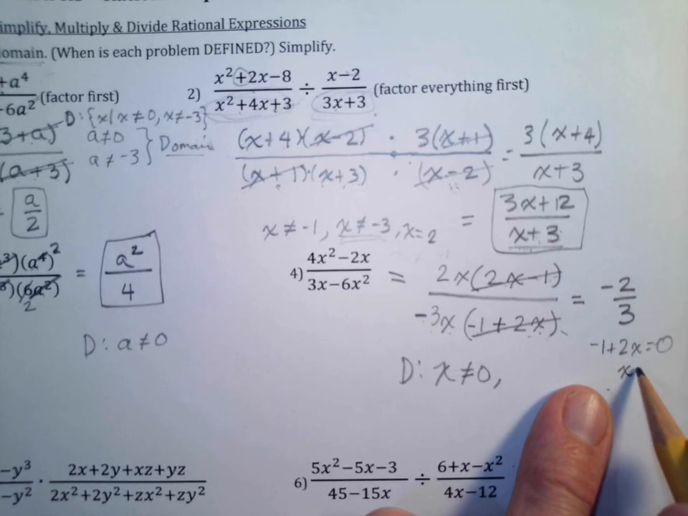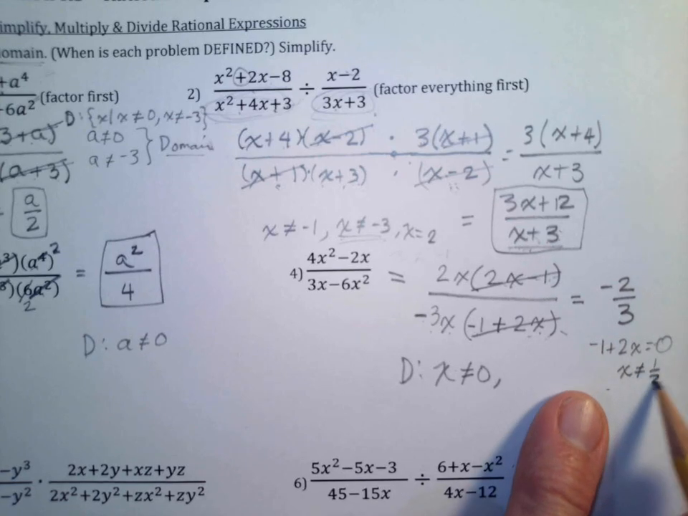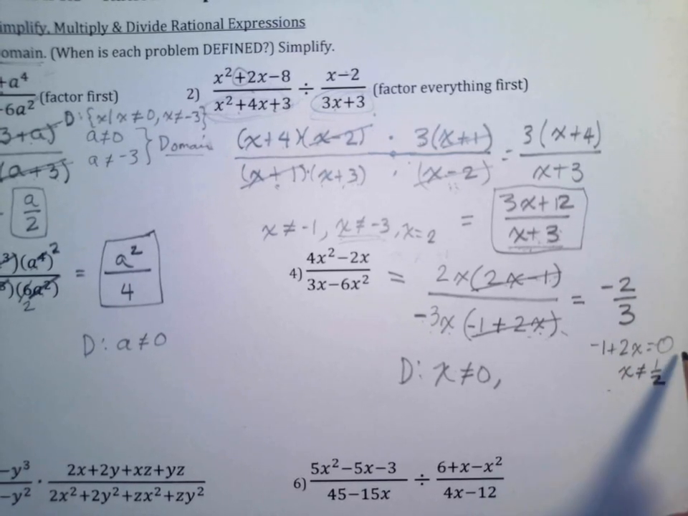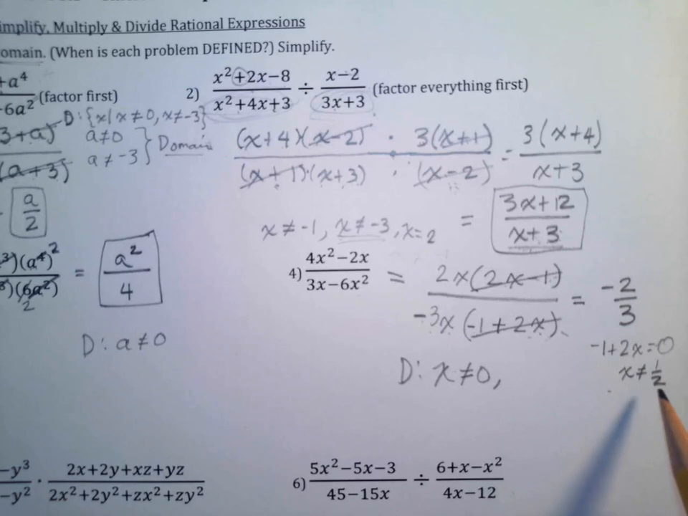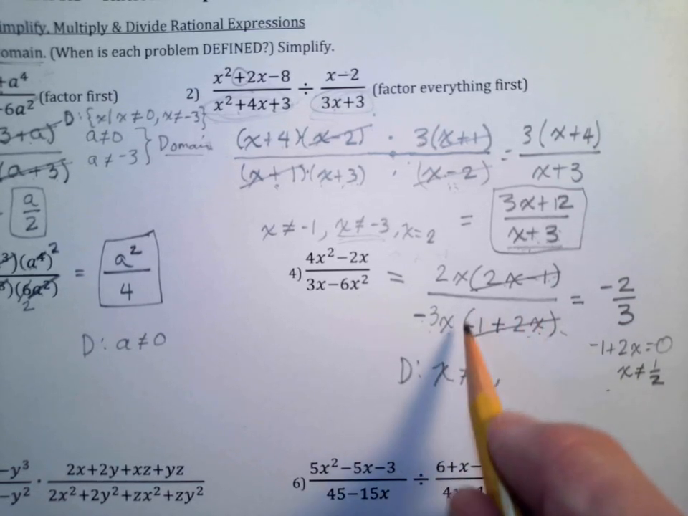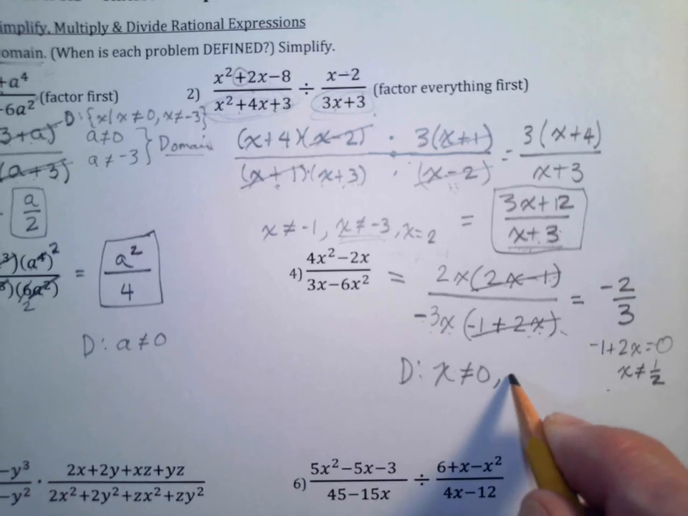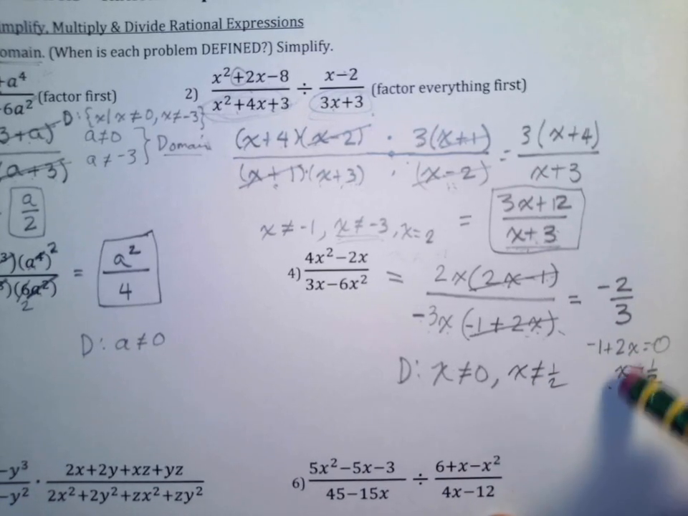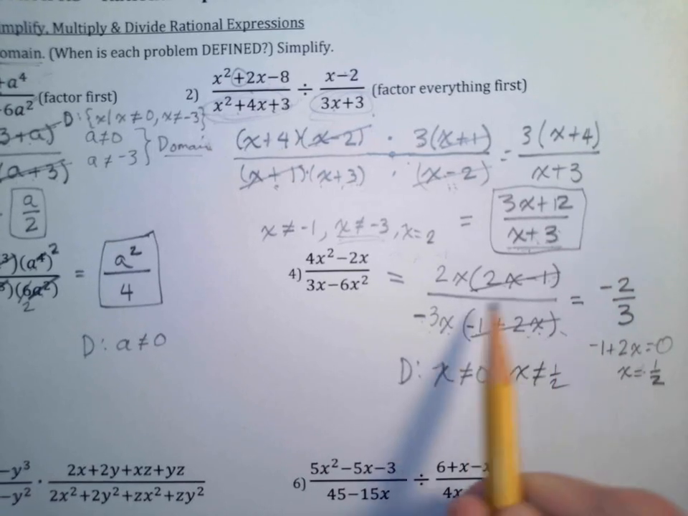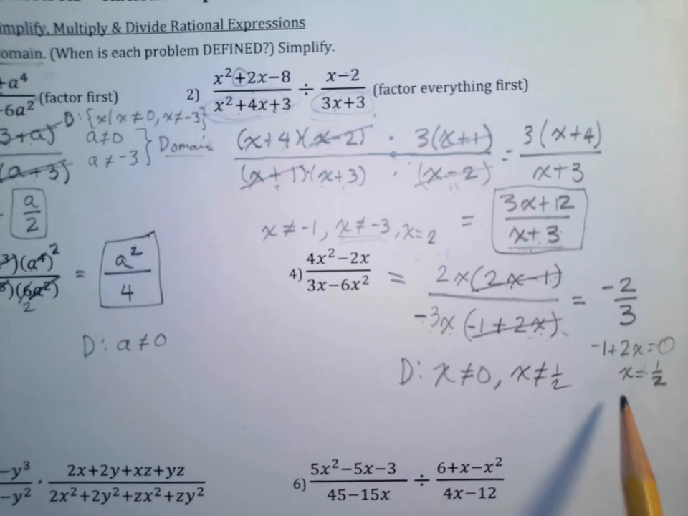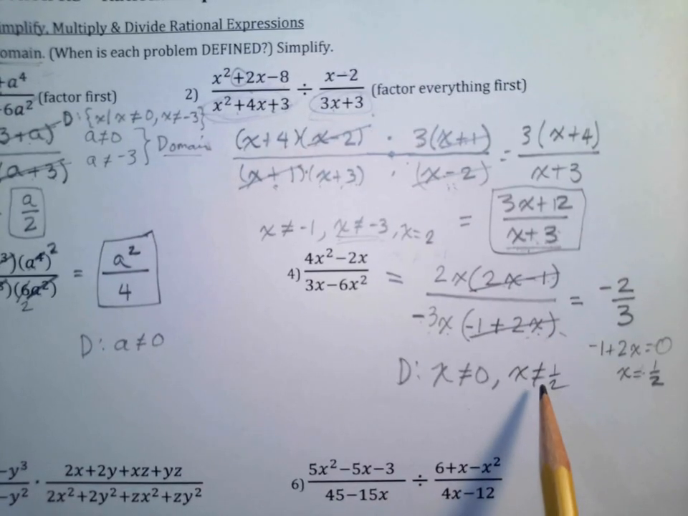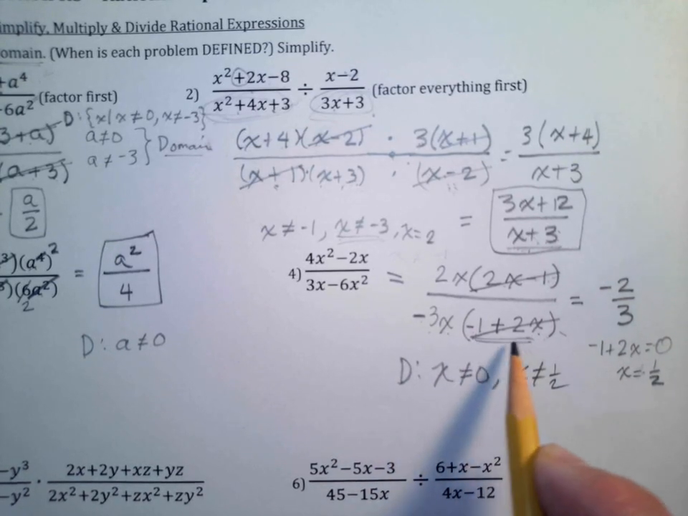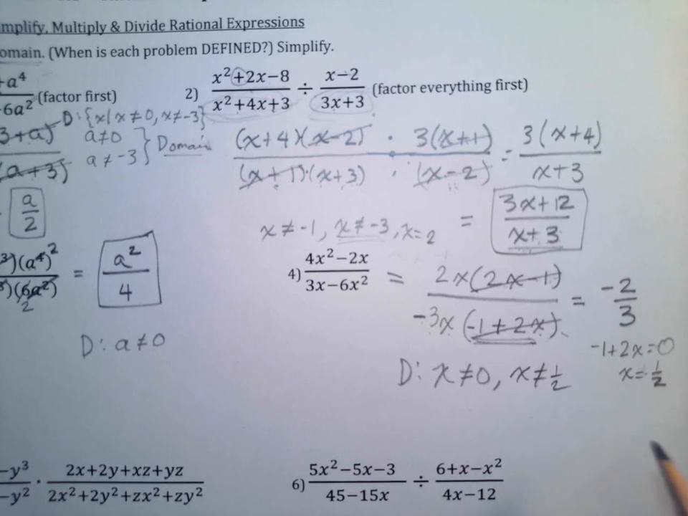So x cannot equal 1/2 would be the other one, right? If you solve for this, it would be x equals 1/2. Bring the 1 over, divide by 2, so x would be equal to 1/2 is what would make this 0, which is bad. So x cannot equal 1/2. If you want to think of this as x equals 1/2 being the solution by setting that equal to 0 and solving it, that really means x cannot equal 1/2, because we're looking for what x can't be. What x value would make this 0, and that is 1/2, and so it can't be 1/2.